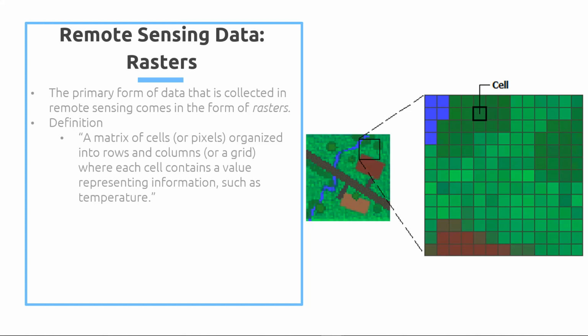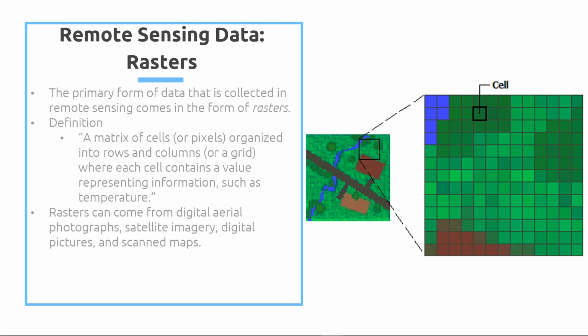This is an example right here, this diagram of a raster. Each of these different cells, or pixels as they're called, has its own value associated with it. That's pretty typical in pictures. Rasters come in a variety of forms. Sometimes they're photographs taken aerially, sometimes satellite imagery, sometimes digital pictures, and sometimes scanned maps. But the thing to remember is that a raster is not points, lines, and polygons. A raster is these cells that all have their own values.